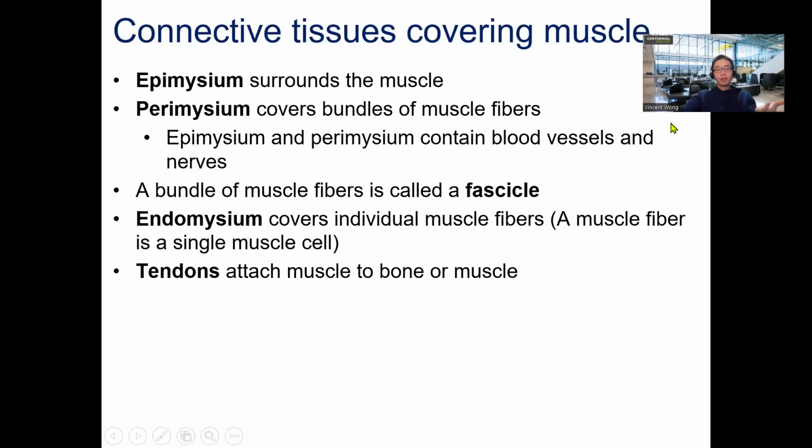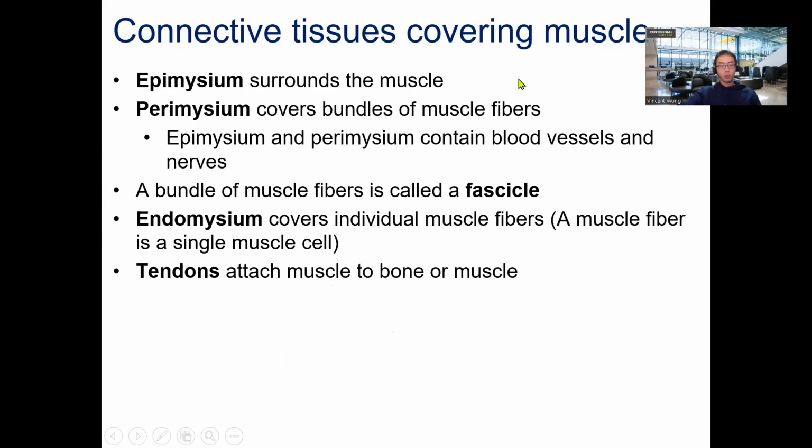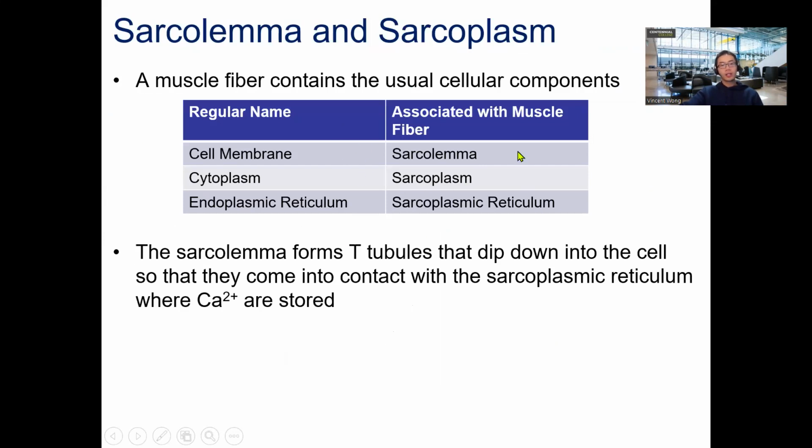Okay, so that's basically what we drew out and tried to explain for the past 20 minutes or so, and you can read all these things and see if it makes sense to you. Here is a table that summarizes the regular name versus the special names that we use for muscle. So once again, instead of calling it cell membrane, we call it sarcolemma. Instead of calling it cytoplasm, we call it sarcoplasm. And the regular ER becomes the sarcoplasmic reticulum.